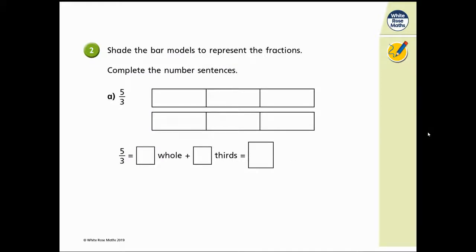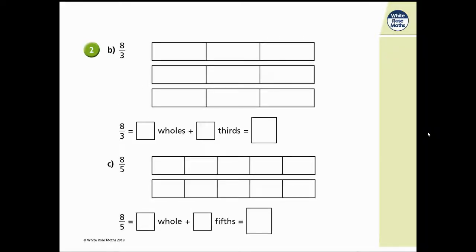Okay, so it says, number 2, shade the bar models to represent the fractions and complete the number sentences. On this one, if you shade in the correct amount, it should show it quite clearly. So you need to shade in 5 sections, 5 parts of this model. If you shade in the 5, you should have 1 whole and 2/3. So the answer is 1 whole and 2/3 if you shaded in the correct parts of the bar model. And of course the top part shows you how many you should shade in, the numerator.